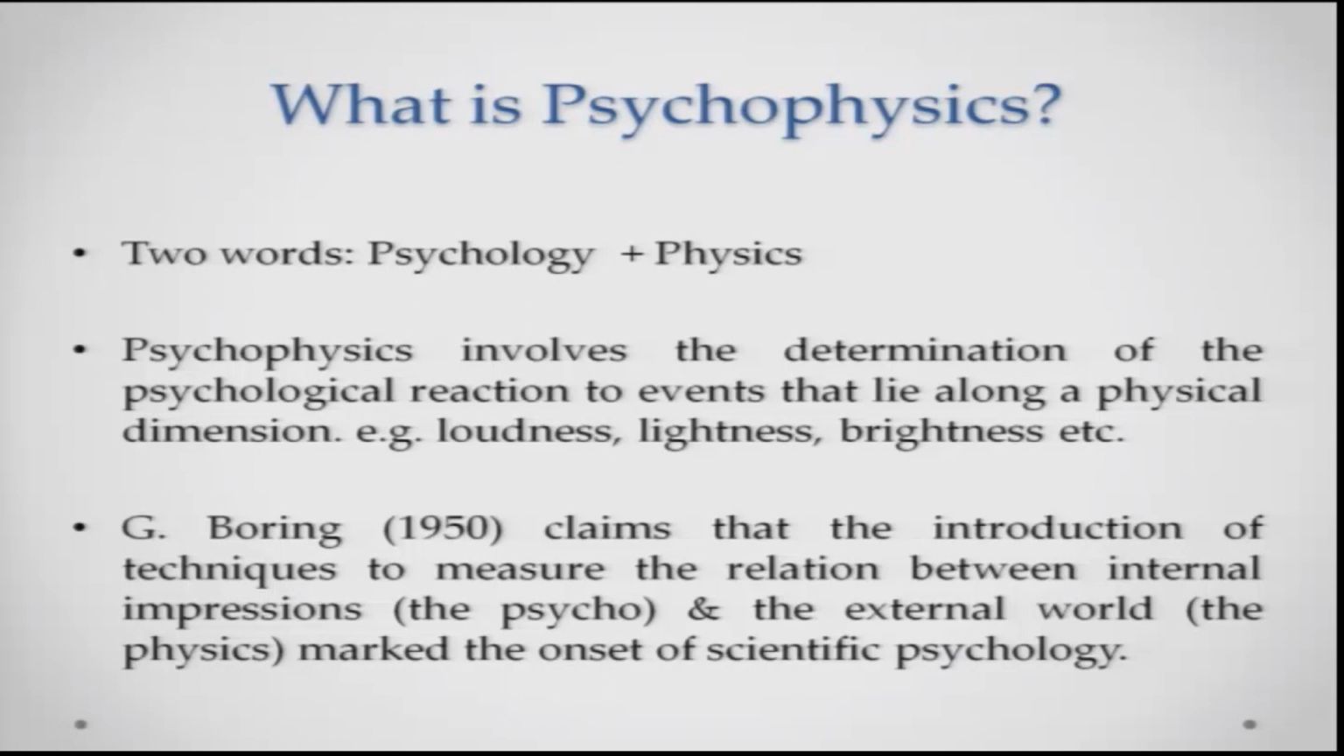G. Boring basically claims that the introduction of these techniques to measure the relationship between internal impressions, that is the psychological experience, and the external world, that is the physical events, is what actually marked the onset of scientific psychology. If you remember, in one of the earlier lectures we talked in much detail about how cognitive psychology came into being, how we started really measuring what is happening in the mind space. Psychophysics is certainly at the forefront of the beginning of this revolution.